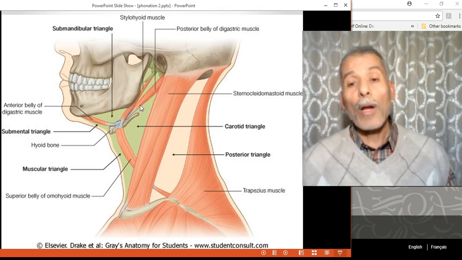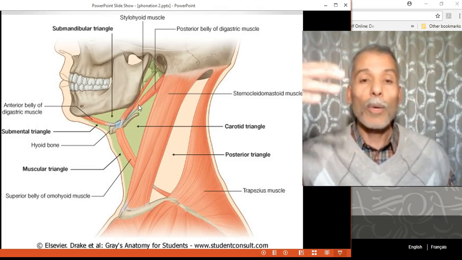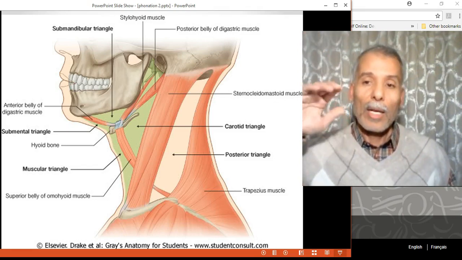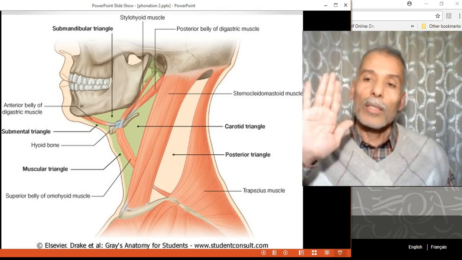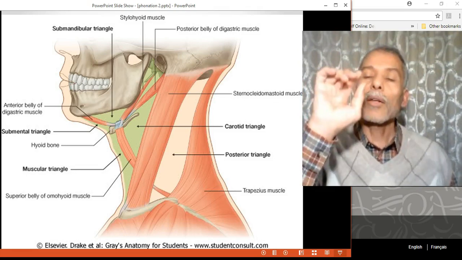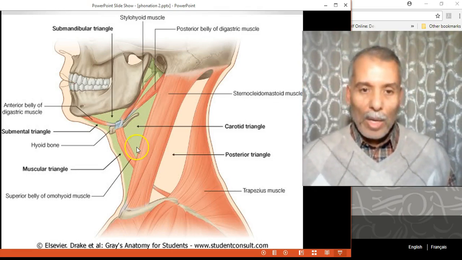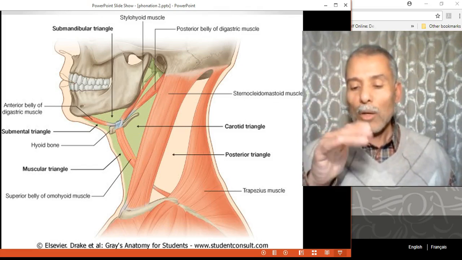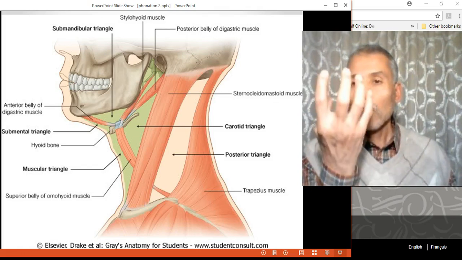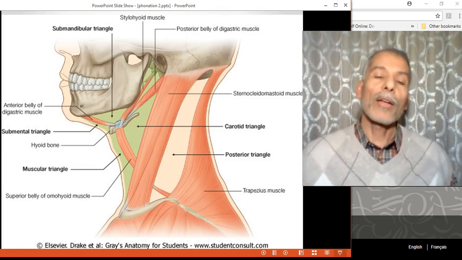So all the suprahyoid muscles elevate the larynx. And the anterior belly of the digastric, left and right, also pulls the larynx forward a little bit. And then you can imagine now the infrahyoids: because their origin is below, they are going to contract and pull the larynx back down.